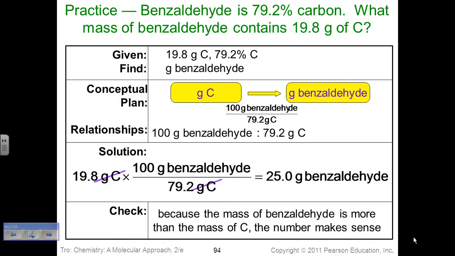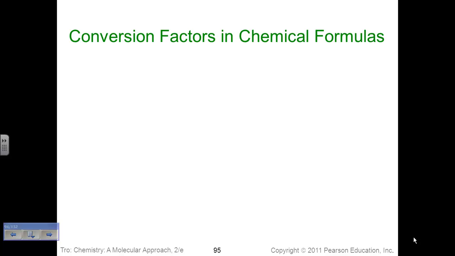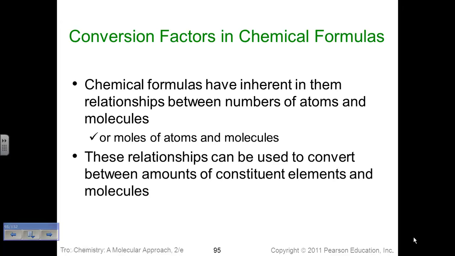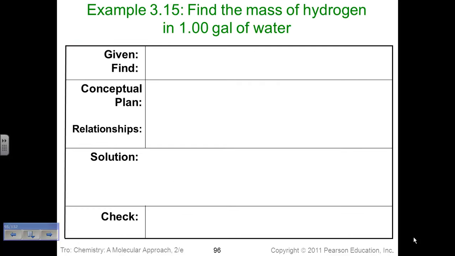The mass of benzaldehyde is more than the mass of carbon, so that number did make sense. Now, in conversion factors from chemical formulas, these chemical formulas have inherent in them relationships between the number of atoms and the number of molecules, or moles of atoms and moles of molecule on a macroscopic scale. And those relationships can be used to convert between amounts of the constituent elements and the molecules, simply like a percent composition. Let's make sense of that a little bit more by examining some examples.